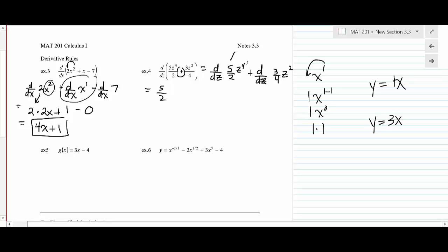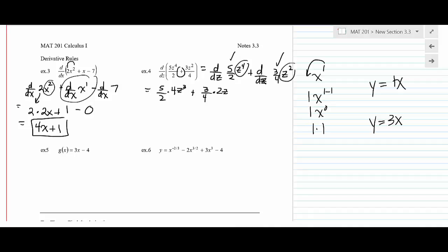Now what's the derivative of z to the 4th? 4z to the 3rd. Okay, so we got that. Go to the next piece. 3/4 is a constant. Write it down. What's the derivative of z to the 2nd? 2z to the 1st, or just 2z, right? That's that power rule. Okay, any questions?